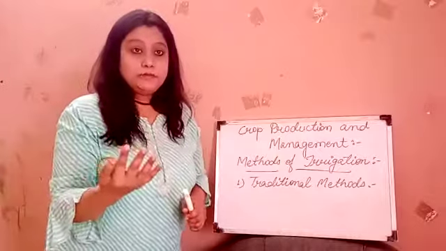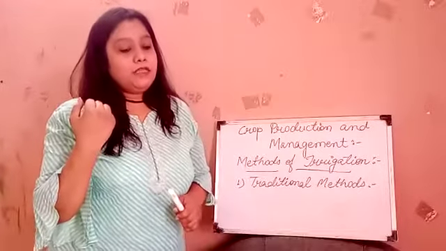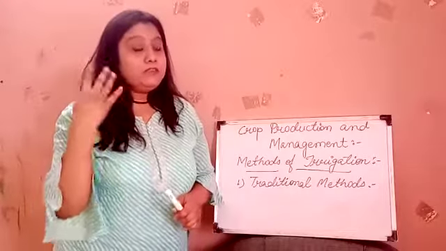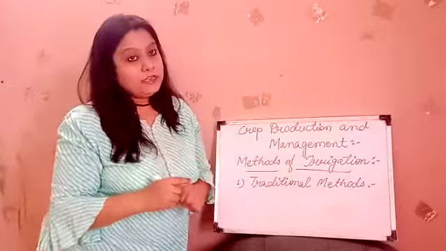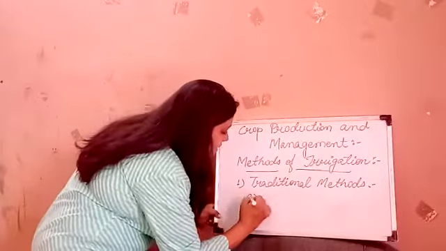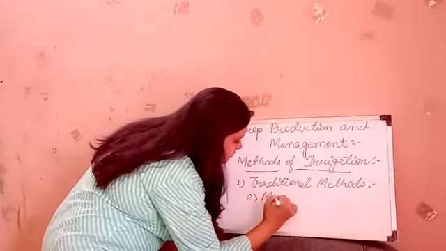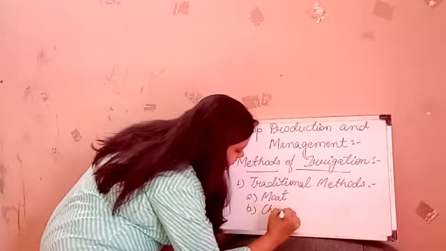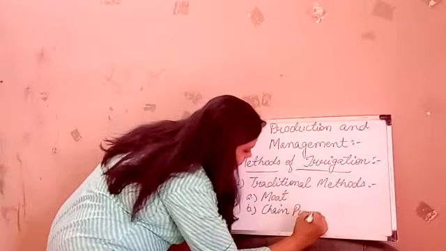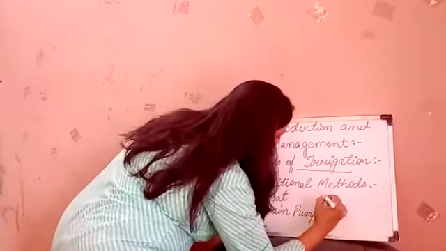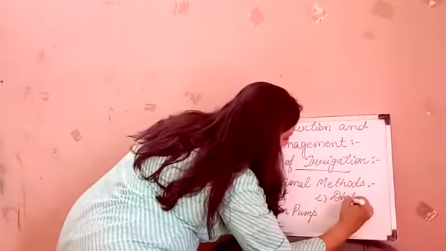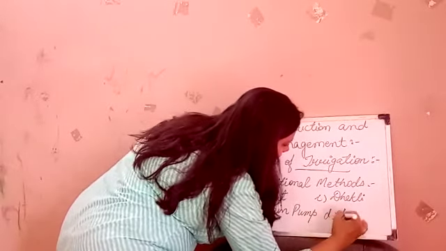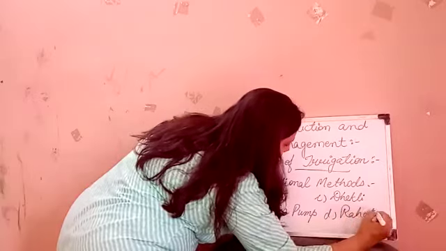These are the moat, then the chain pump, then the dekli, then rahat. These are the four traditional methods of irrigation. The first one is moat, then chain pump, then dekli, then rahat.